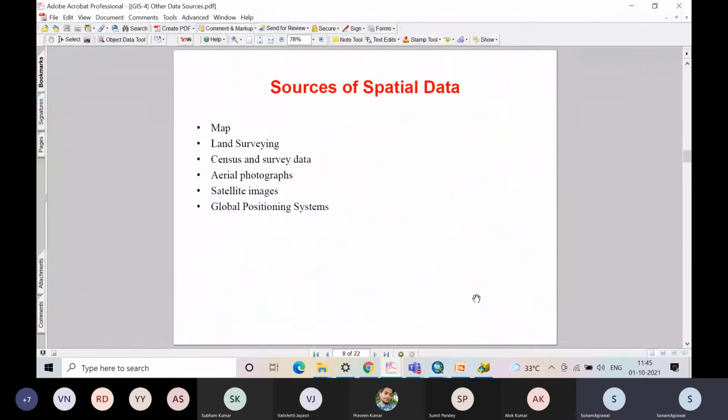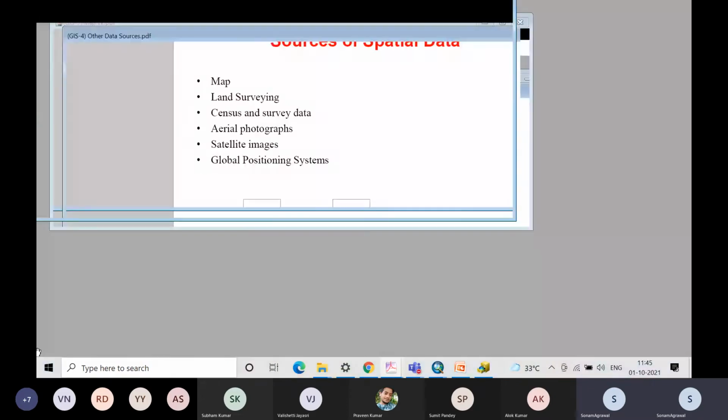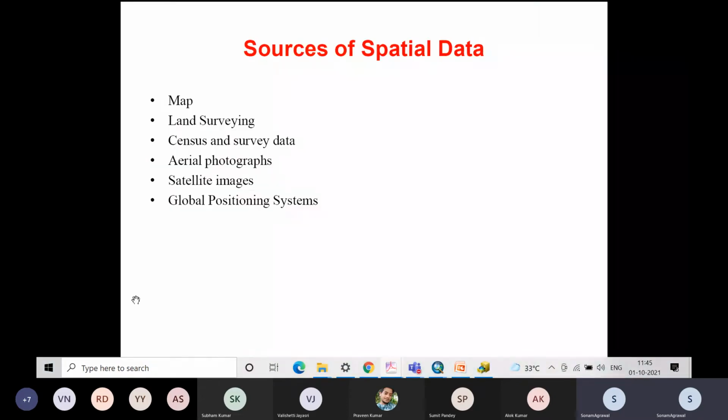Next topic is about the sources of spatial data. In the sources of spatial data, the first one was the map. We have already covered the map topic in a very much detail. Second one is the land surveying.